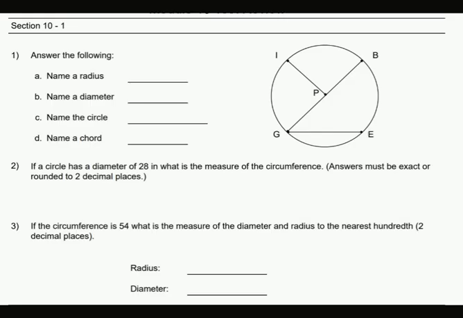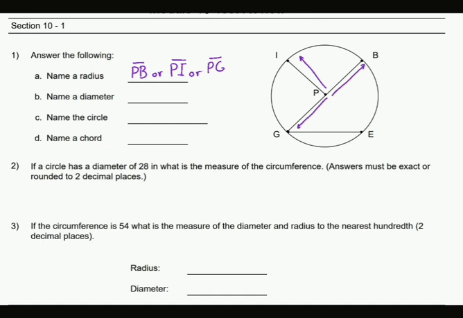Okay, it is circle time. So the radius of the circle starts at the center of the circle and goes to one of the edges. So we have PB, PI, or PG. Now, P does not have to be the first letter. PB is also the radius, IP is also the radius, and GP is also the radius.